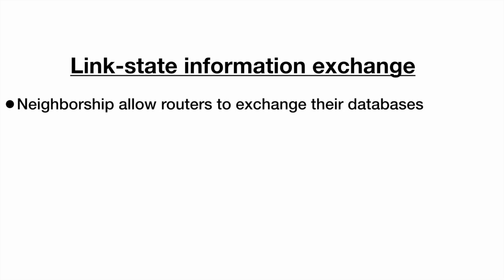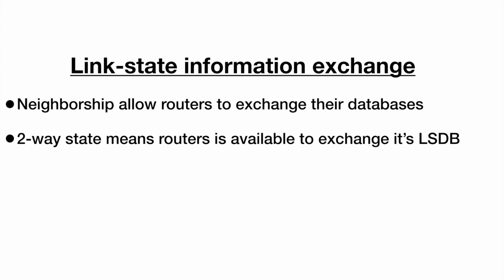Link State Information Exchange. This is the second main phase of OSPF. In our last video we looked into the first phase, which was neighborship, how routers become neighbors. Once that process is complete, it moves into this phase where they start exchanging database information. So neighborship between routers allows routers to exchange their database.